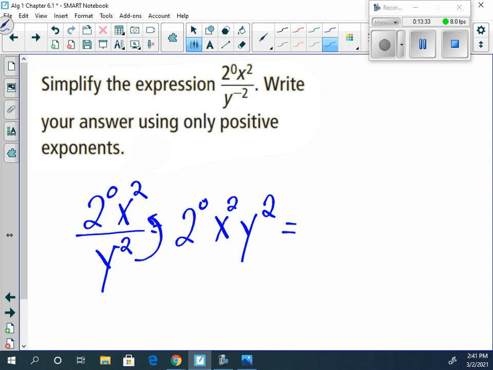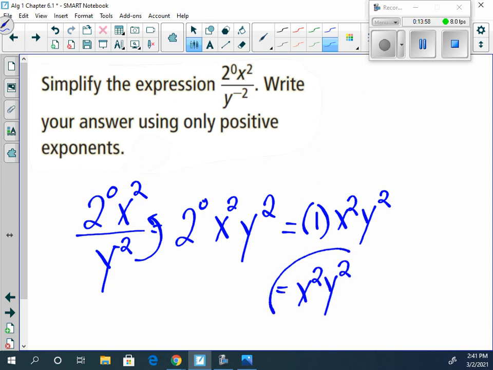Is there anything else we can do? 2 to the 0 is? Yeah. So 2 to the 0 is 1, so we have 1 times x squared, y squared. Yeah, that'd be it. We have everything simplified because we don't have anything to the 0 power, and all of our exponents are positive. That's it.